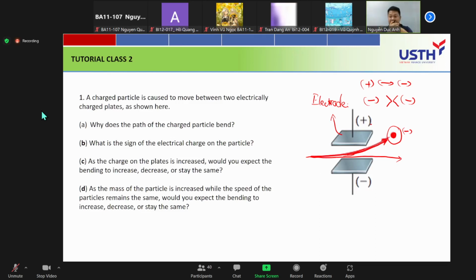Okay, the next question. If you increase the charge here, what do you think? Does the bending increase, decrease, or stay the same?